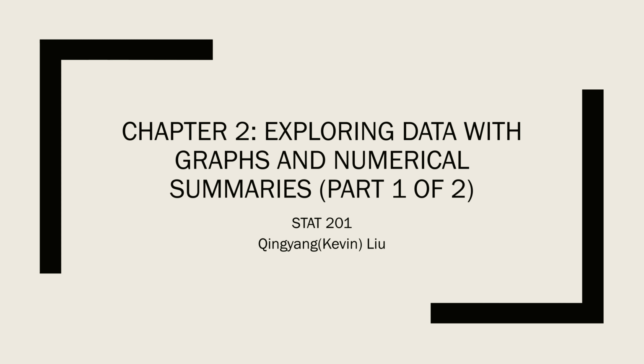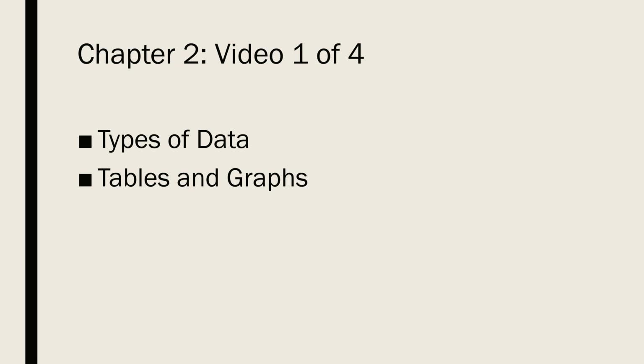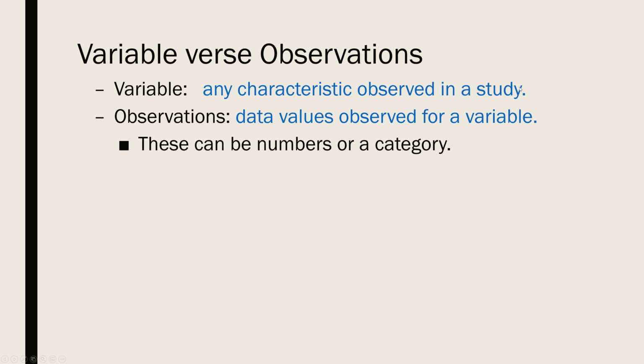This is the first part of Chapter 2, exploring data with graphics and numerical summaries. First topic we want to learn is types of data. Second topic is difference between tables and graphics. So we want to learn the definition of variable and observations.